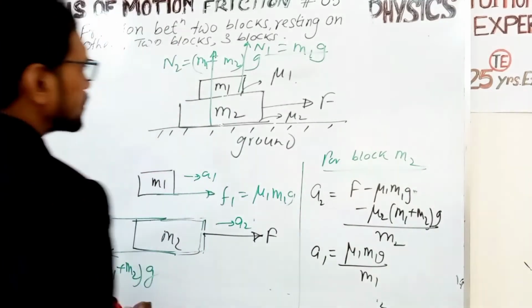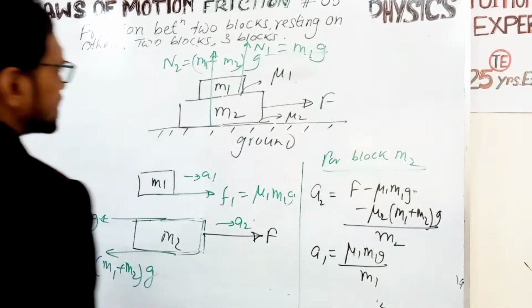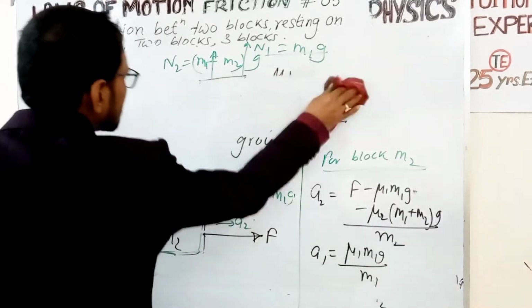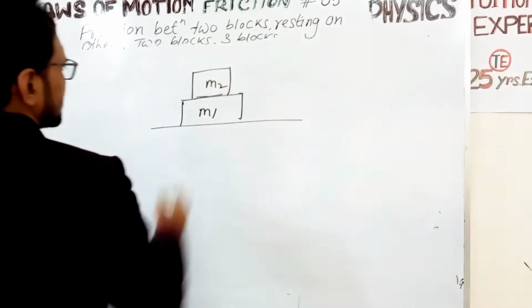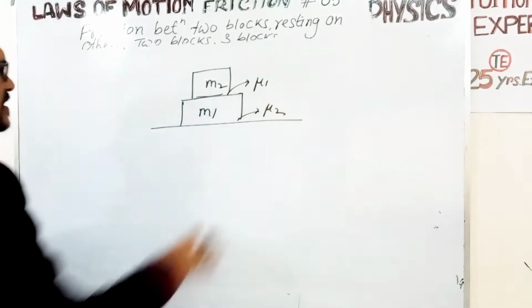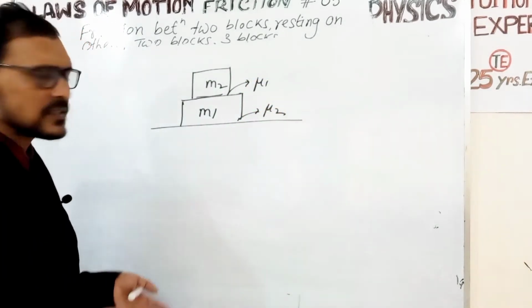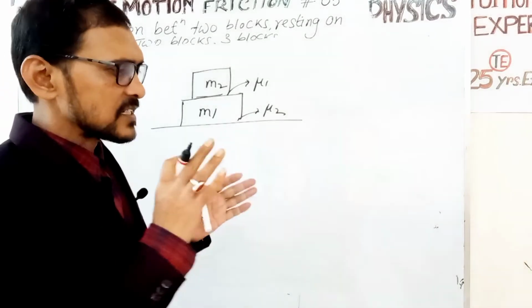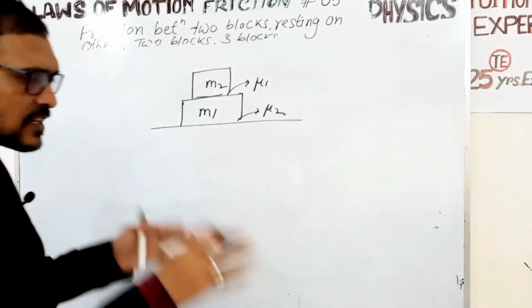Now if the two blocks move with the same acceleration, M1 and M2, here the coefficient of friction is mu1 and this is mu2. This is the general case. You don't have to remember the methods or formula, just think of the practical ways or general concept.